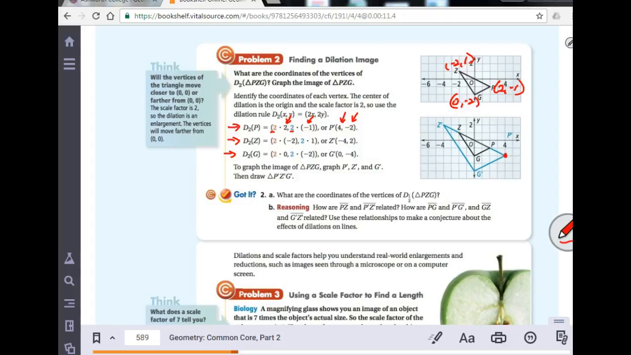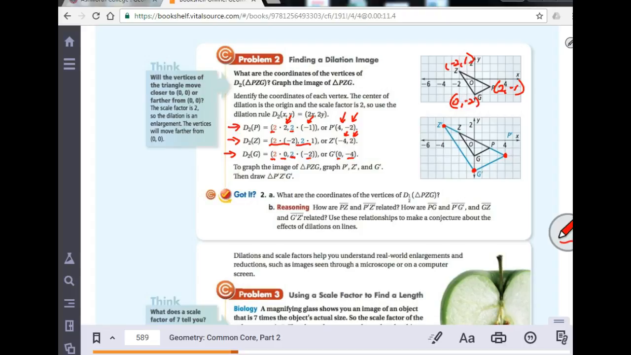And then they do the same thing for Z, which was -2, 1. If you multiply each one of those, again, individually by 2, you end up with -4, 2. And then they graph that, and that becomes your Z prime. And then, of course, they do the same thing for G. The original point was 0, -2. If you multiply each one of those by 2, you're still going to get 0, but then you're going to get -4. And so if you plug 0, -4 in, you get the G prime.